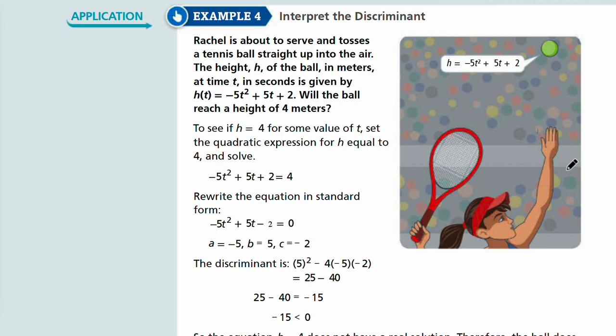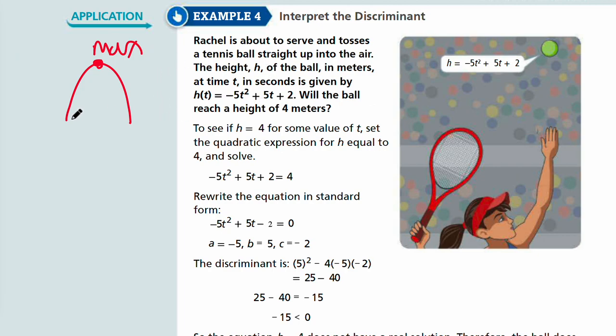Rachel is about to serve and tosses a tennis ball straight up into the air. The height h of the ball in meters at time t in seconds is given by h of t is equal to negative 5t squared plus 5t plus 2. Will the ball reach a height of 4 meters? So we have the equation for the height of the ball. We want to see if the ball would reach a height of 4 meters, and that would probably depend on what the vertex is, because the vertex would give you the maximum point, right?